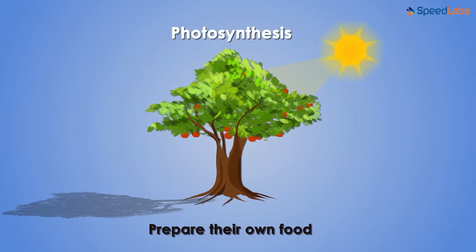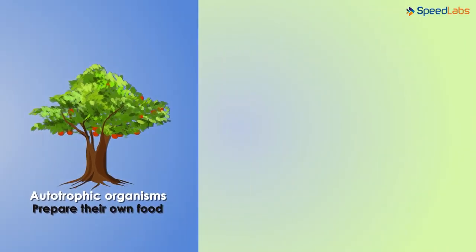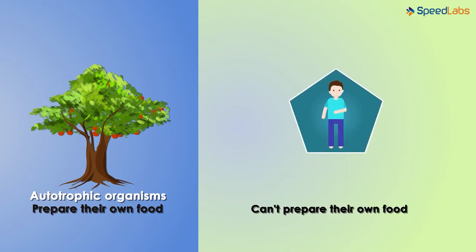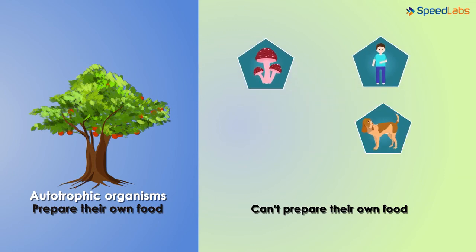For this reason, green plants are also called autotrophic organisms. And what do we mean by that? Autotrophs are organisms which can prepare their own food. And what about animals? They cannot prepare their own food inside their body just like the green plants, right? Yes. Unlike green plants, some non-green plants and some animals are unable to prepare their own food.